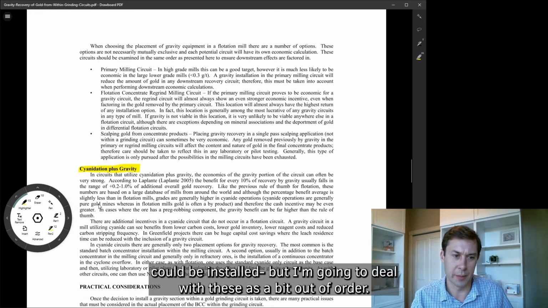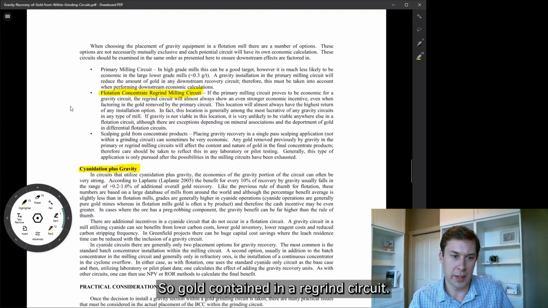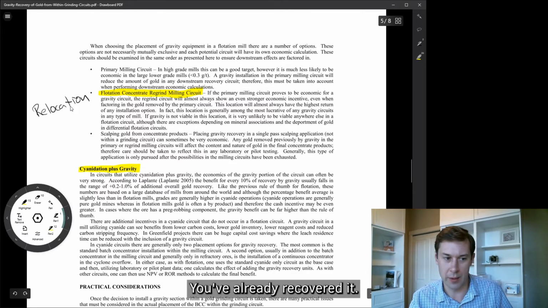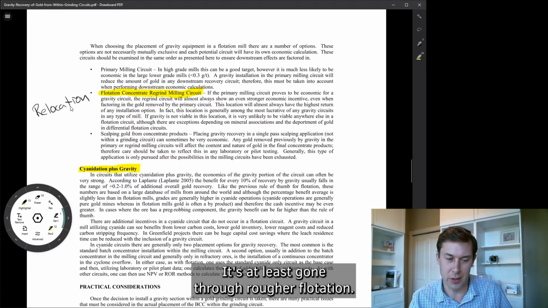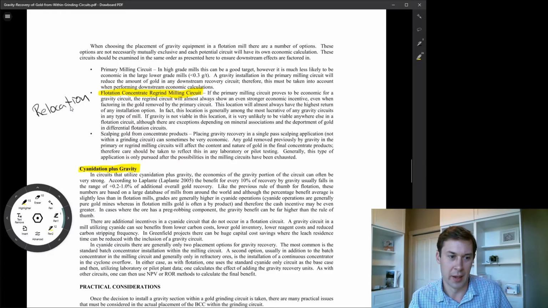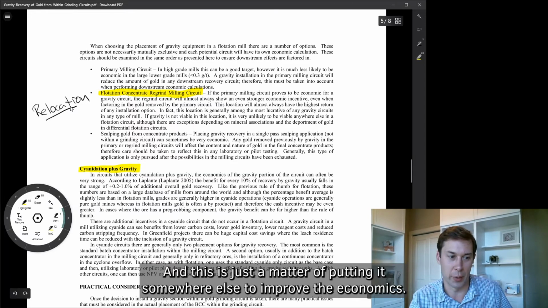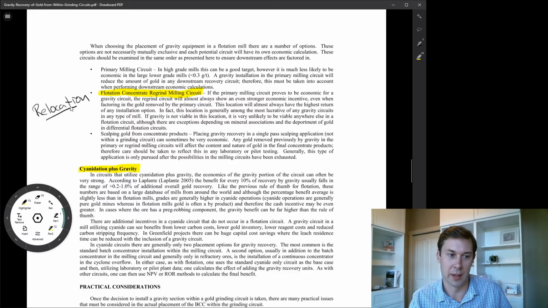I'm going to deal with these a bit out of order. So gold contained in a regrind circuit, this is going to be about relocation. You've already recovered it. It's at least gone through rougher flotation, so probably it's flotation recoverable. And this is just a matter of putting it somewhere else to improve the economics.